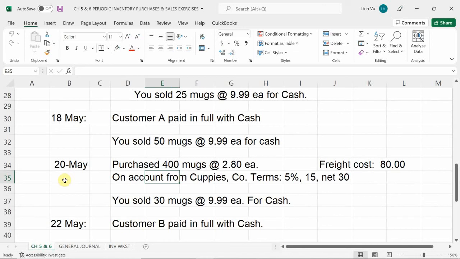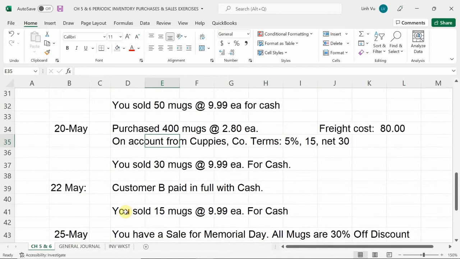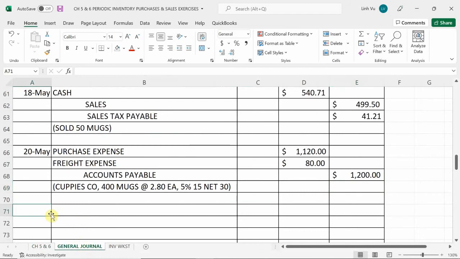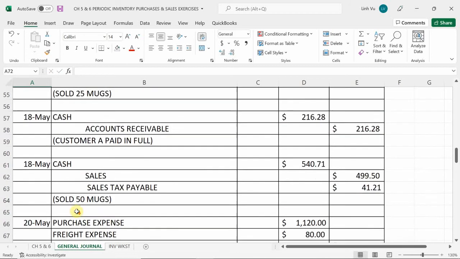record another sale of 30 mugs at $9.99 each for cash. Same day, May 20th. So May 20th, we sold 30 mugs for $9.99 each for cash. So it is May 20th, and we sold for cash.